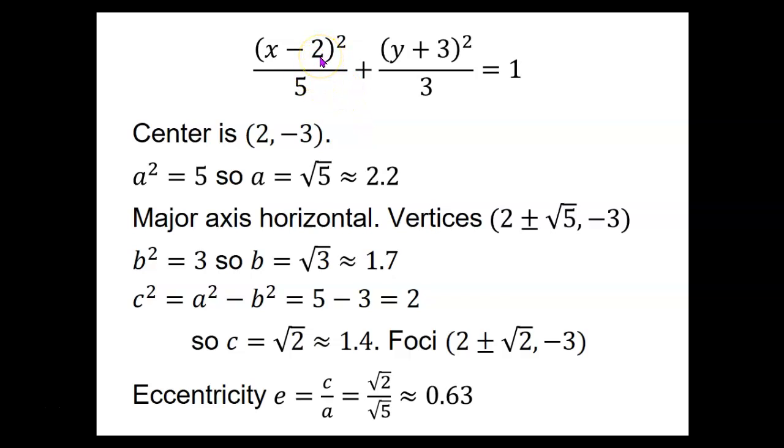Now we can see that we're dealing with an ellipse whose center is at the point 2, negative 3. A squared is 5, so a would be the square root of 5, about 2.2. The major axis is horizontal. The bigger number is under the x part. So the vertices would be, if you start at the point 2, negative 3, and go square root of 5 units in the x direction, you add or subtract the square root of 5 to the x coordinate. B squared is 3, so b would be the square root of 3, which is approximately 1.7.